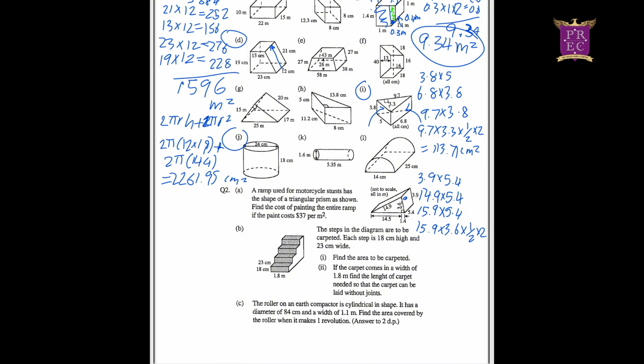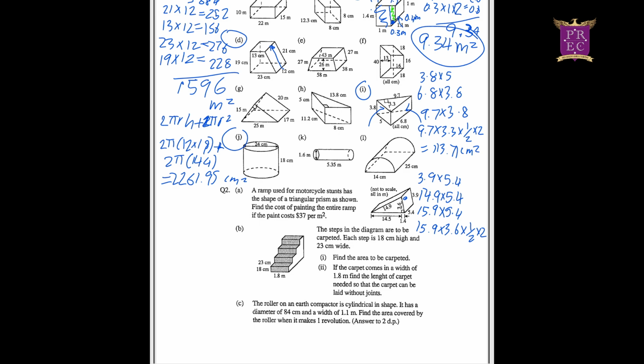Why are we timesing it by 2? We're timesing it by 2 because there's another triangle the same as that on the other side, an identical triangle. Okay, now let's find out what these numbers give us.